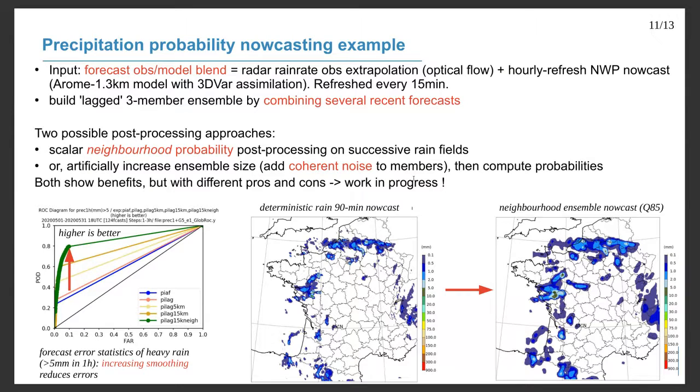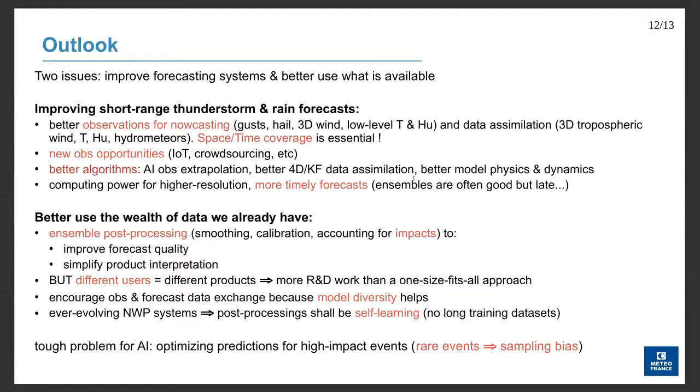So as a conclusion, how can we improve the nowcasting of thunderstorms and flood along these lines? So there are two avenues. One is to improve the forecasting systems themselves.